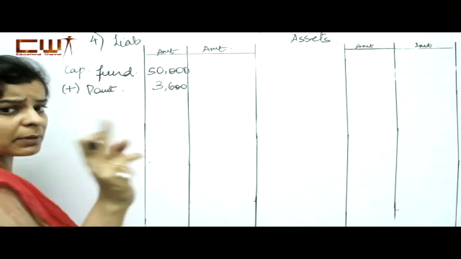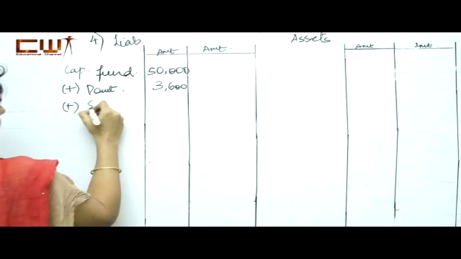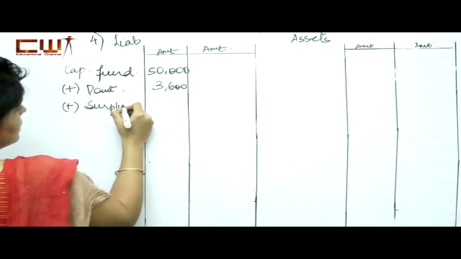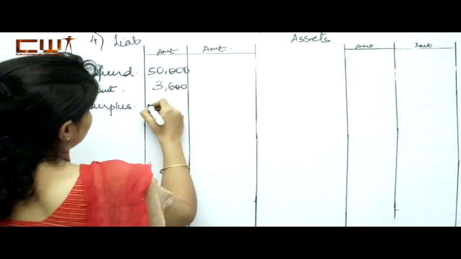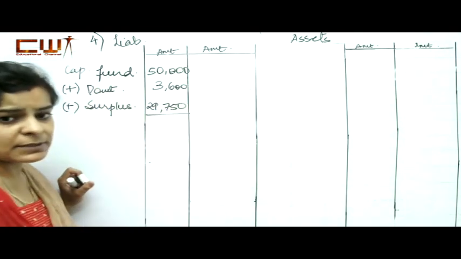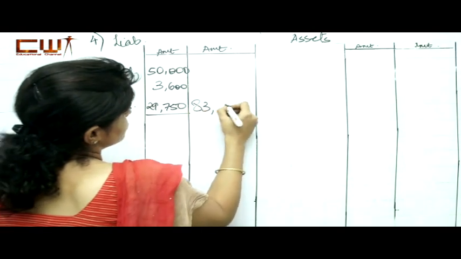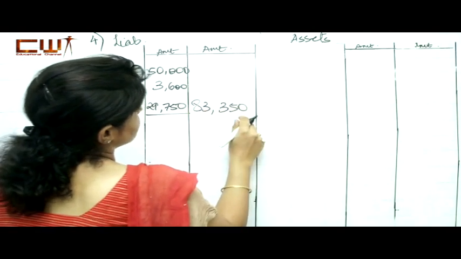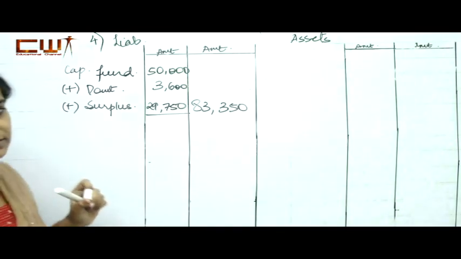There is no interest on capital, that is donation only. Plus how much surplus you earned? Surplus is 29,750. 29,750 is the surplus that the organization has earned. So total will be how much? 83,350 is the total amount, that is capital fund and donation and surplus, right?